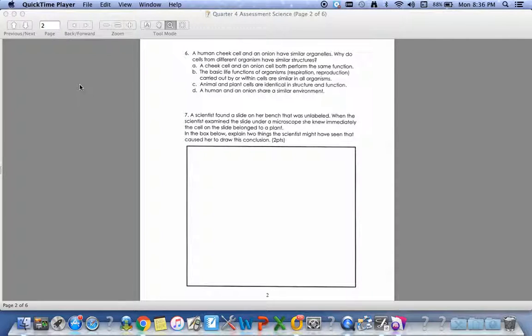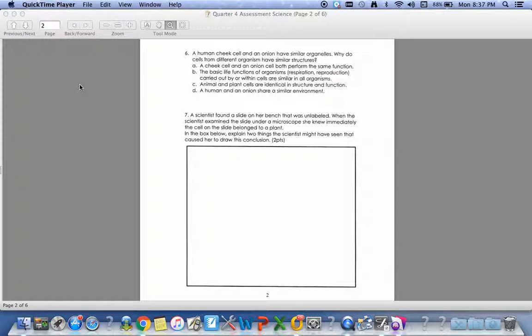Number 6. A human cheek cell and an onion cell have similar organelles. Why do cells from different organisms have similar structures? A. A cheek cell and an onion cell both perform the same function. B. The basic life functions of organisms, respiration, reproduction, carried out by or within cells, are similar in all organisms. C. Animal and plant cells are identical in structure and function. D. A human and an onion share a similar environment.